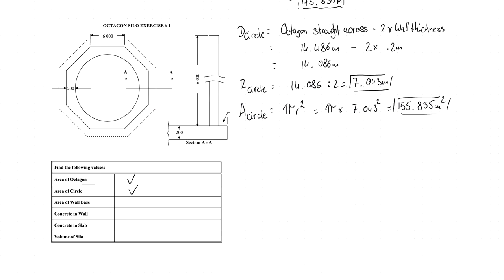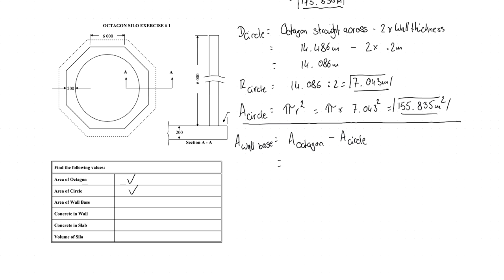Next, we want to find out the area. I'll make a nice line across here. The area of our wall base. Well, let's first figure out what the heck that is. So the wall base, our concrete is going to be everywhere inside the octagon and outside of our circle. That is our wall base, right? That's where our wall here sits. So all we need to do is take the area of our octagon minus the area of our circle, right? We take the big minus the small, which gets us what's left in the middle.